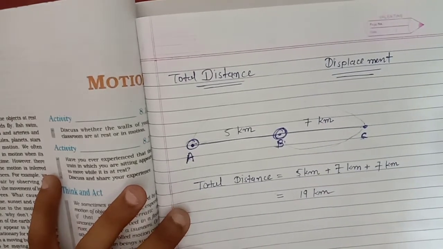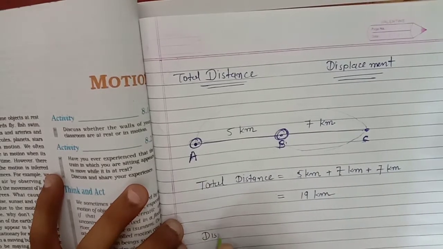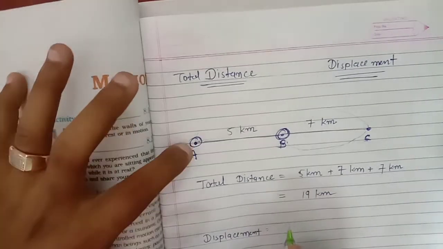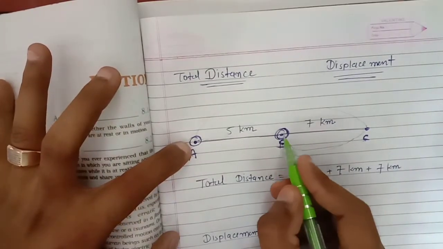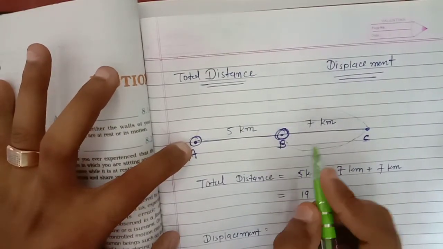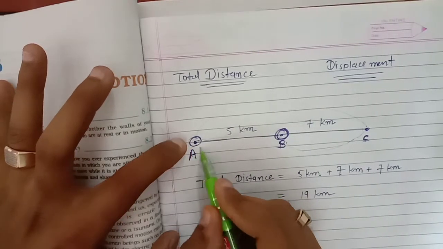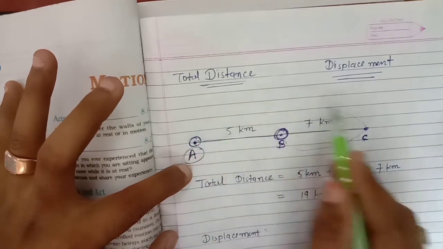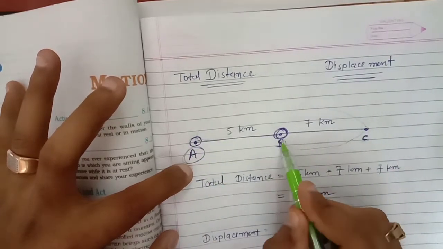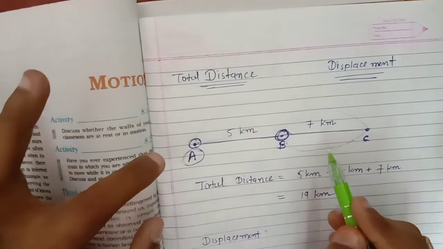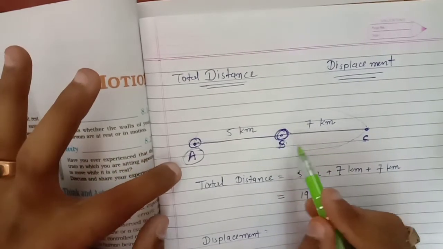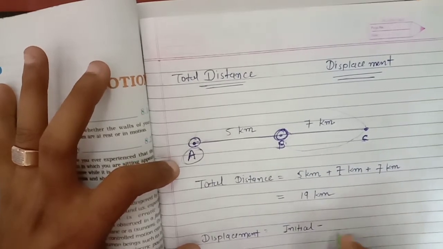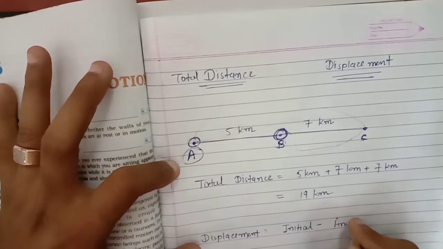And what about displacement? Displacement is our initial position and our final position. It depends on our initial position. The initial position is what? A. And then I go to C and reach at B. But the final is what? C. The final is what? B point. Clear? So initial minus final position is what?